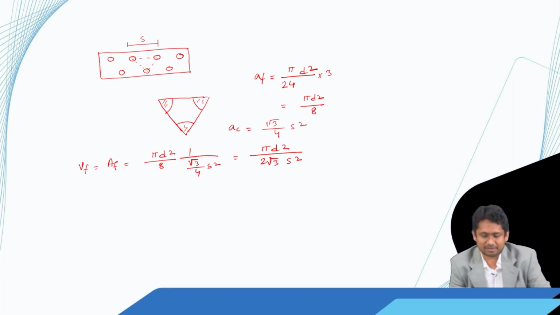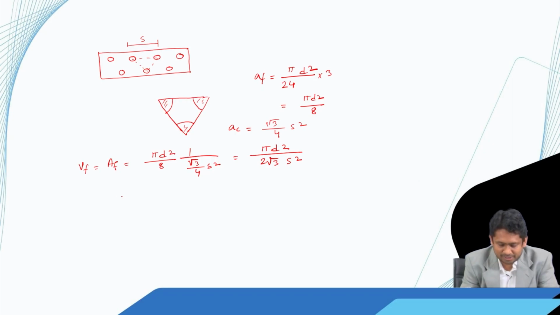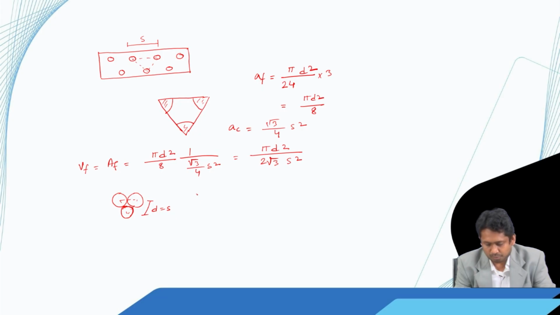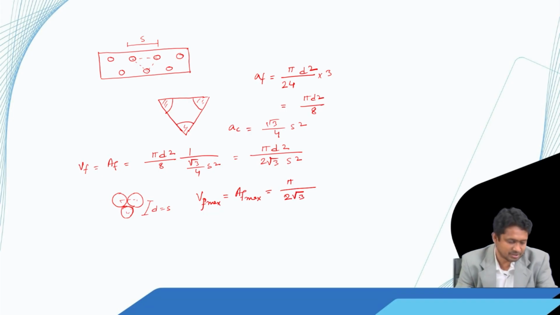Now, again we can do the same thing. If we want to find out the maximum fiber volume fraction that is possible with this kind of arrangement, then we have to arrange it in this fashion, and again in that case our D and S are going to be the same. So, V f max for cylindrical fibers arranged in triangle formation is pi by 2 root 3.